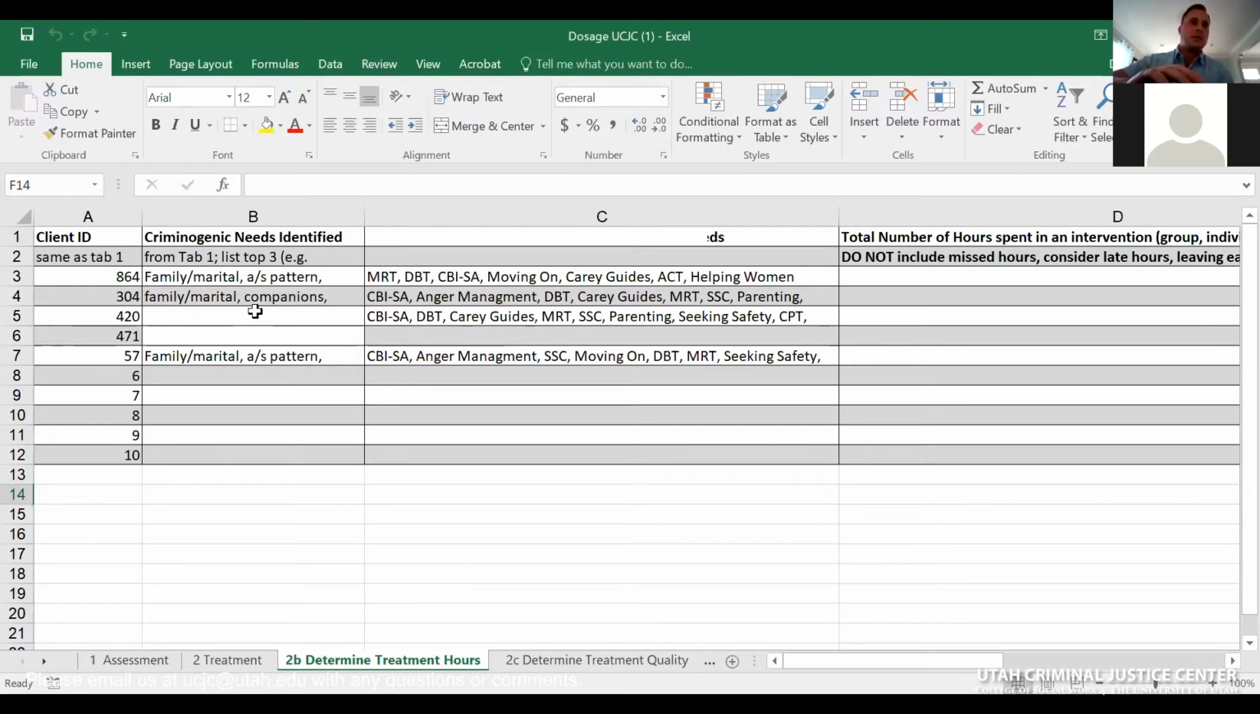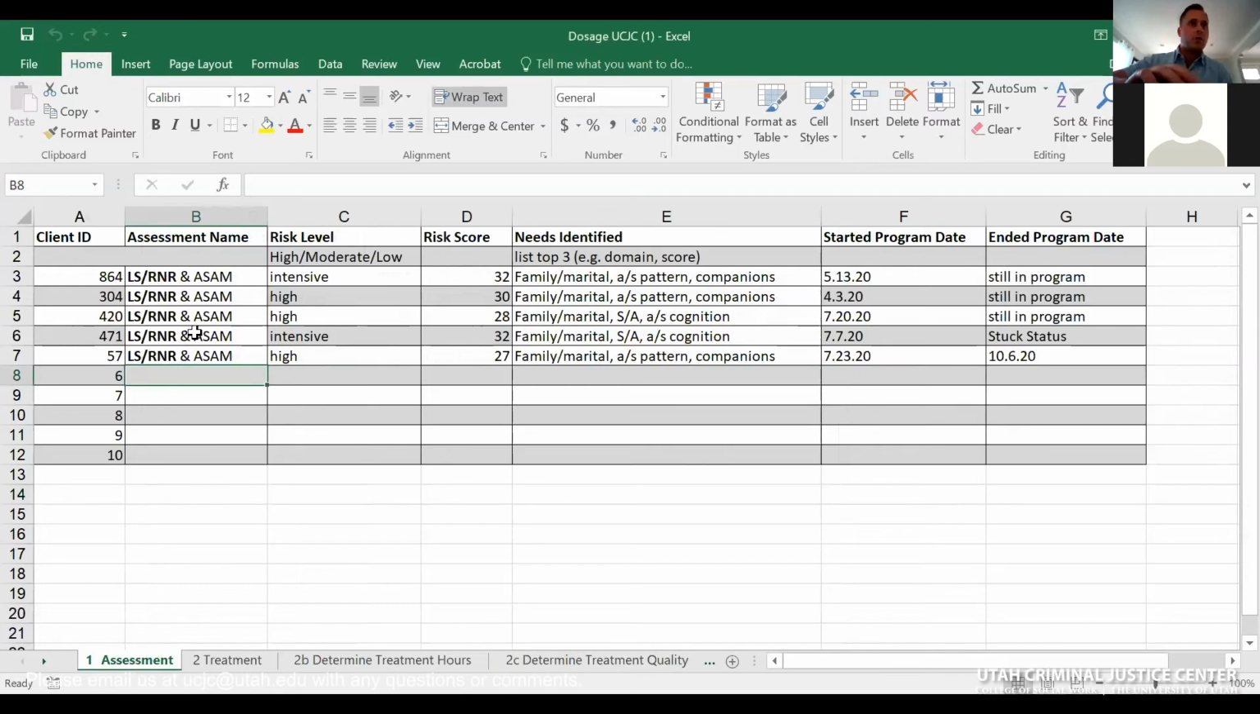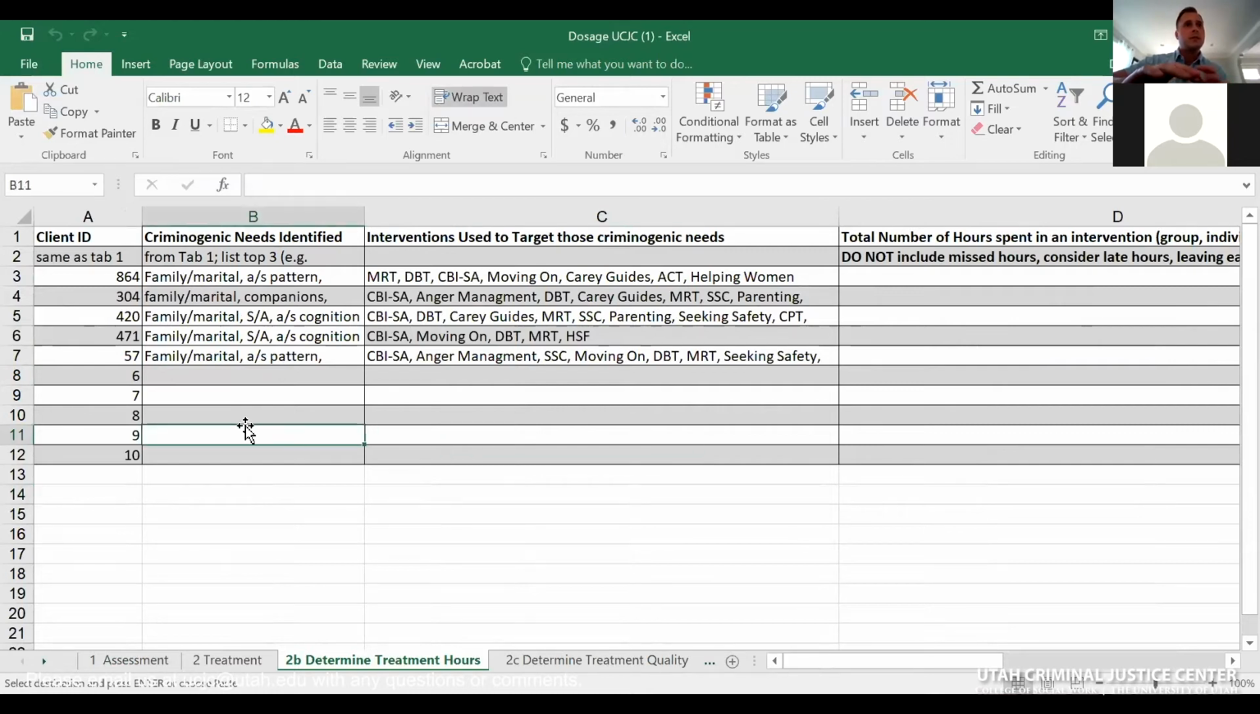Most of this information is copied from a previous tab, so tab 1. I'm not sure what happened here, but 420 and 471, I can just paste these over really quick. Oh, there it is. Not sure what happened. You can see that the 3 priority areas that we asked for are listed there.